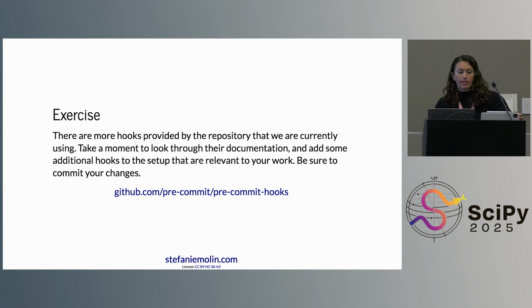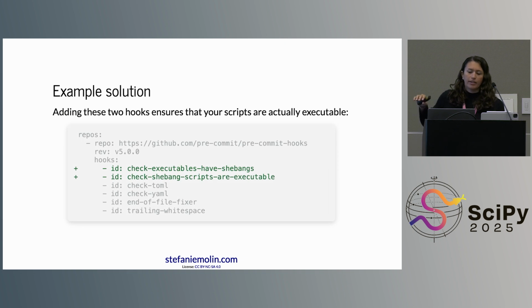So the ones I put here, just as an example, I'm not going to go about actually adding them, are related to shell scripts, right? So two things you have to do to make sure that your shell script is actually going to work: you need to have the shebang at the top. So the first one checks that executable files actually have the shebang saying how to run it. And then the second one is the reverse, saying if you have the shebang, make sure it's actually executable.